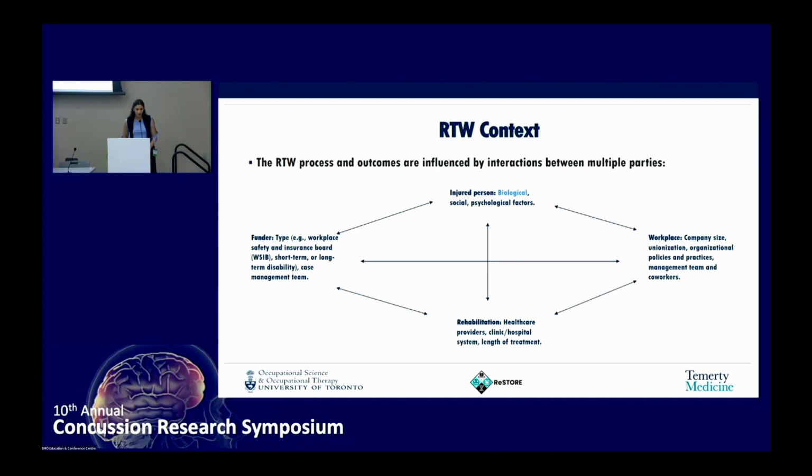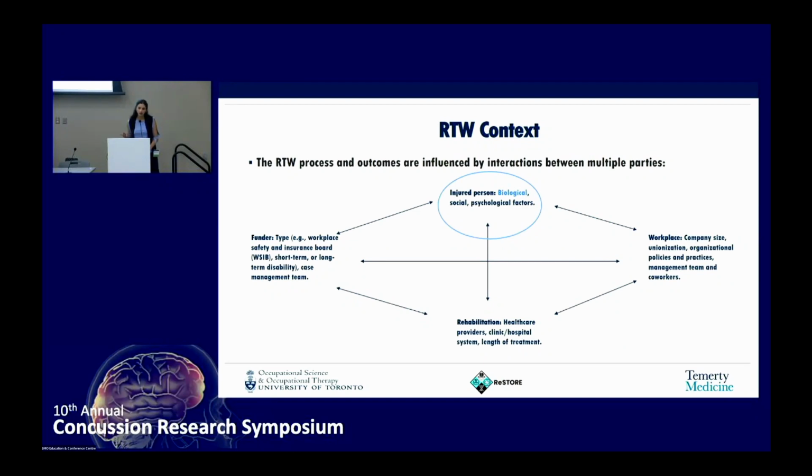So the return to work context: the return to work process and outcomes are influenced largely by various different parties or stakeholders. Now, what I have observed in the literature is largely a focus on the injured person, particularly biological factors. So we see that social or psychological factors might be overlooked in the literature as well as in clinical practice. Some other variables as well, such as workplace factors, rehabilitation factors, and funder level factors might also be overlooked within the return to work process.